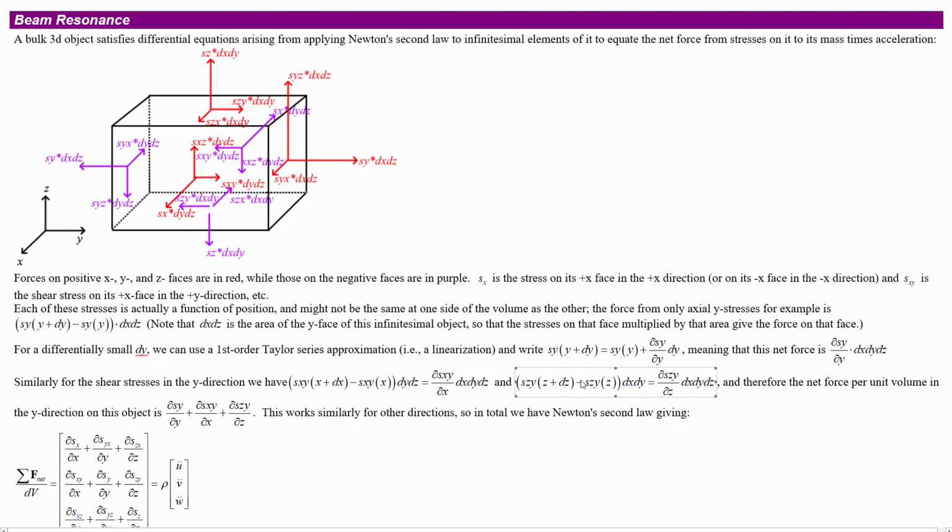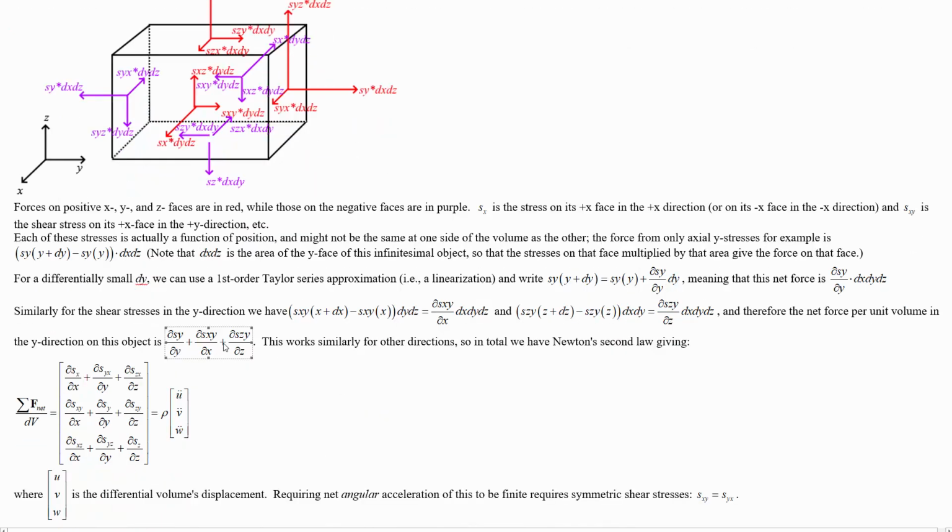So in total, the net force per unit volume in the y direction is these things added together without the differential volume element. So that's the net force in the y direction per unit volume on this unit volume of object. And this works similarly in the other directions, in x and in z. So you can say that the total force in the x direction from Newton's second law would be the total volume of, well, really the mass of this times its acceleration in the x direction.